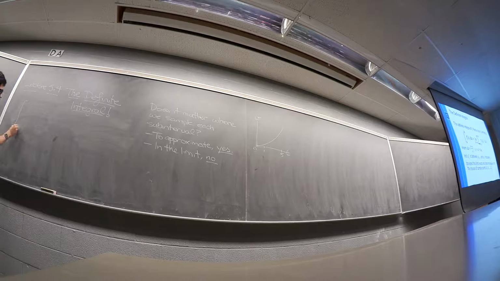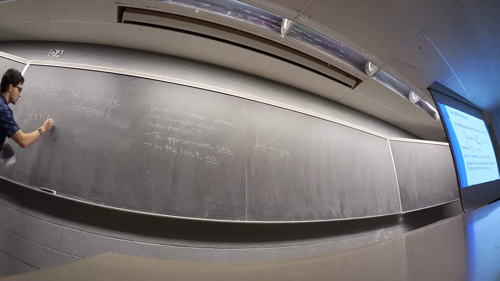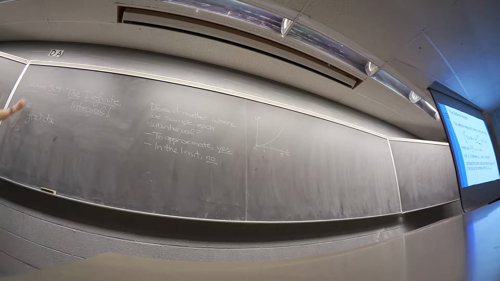Here we go. a, b, f of x, dx. This lovely thing is called the integral sign. These are called the limits of integration. This is the lower limit of integration. This is the upper limit of integration. Not really that kind of limit. The function you are integrating, the thing you're graphing and trying to get the area under, is called the integrand.